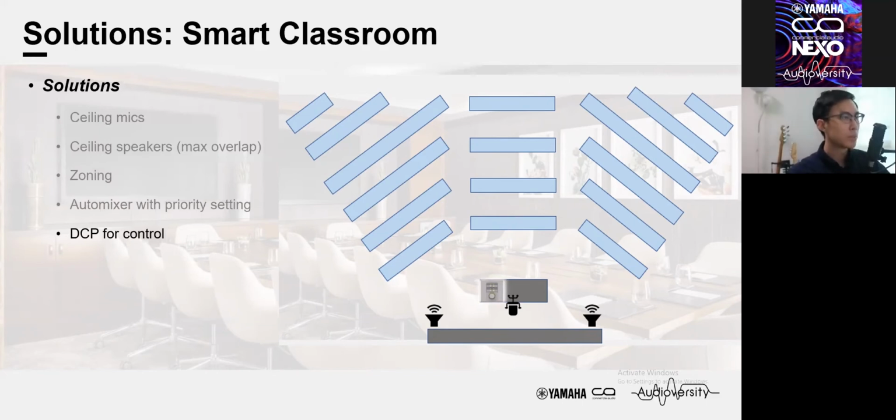We can have a simple DCP on the table for control. So just four switches and one knob for the control. We can be controlling levels or switching presets, something very simple.